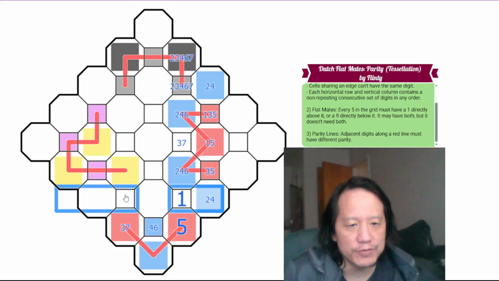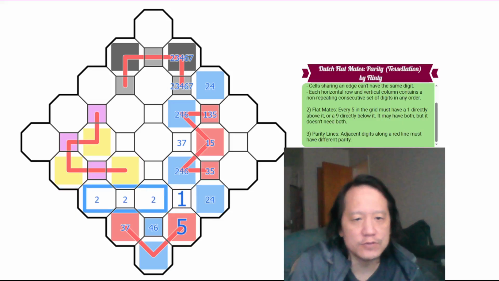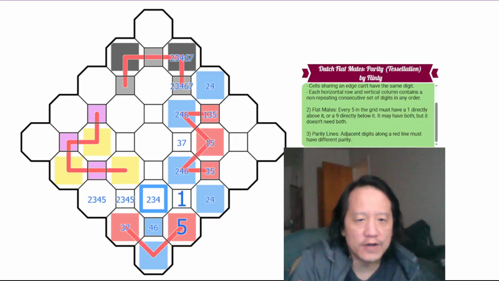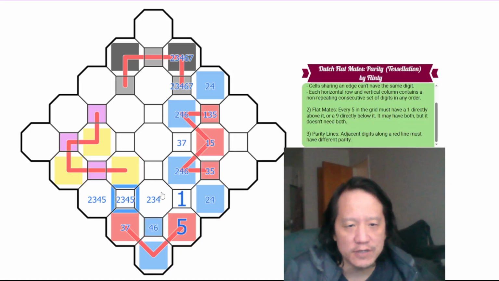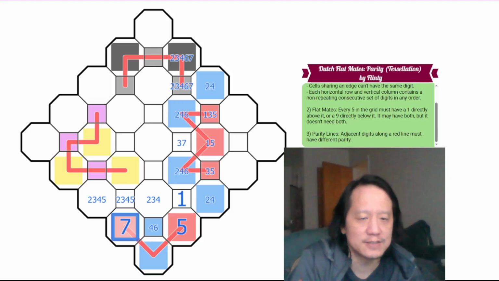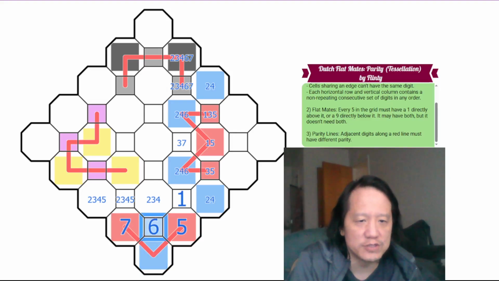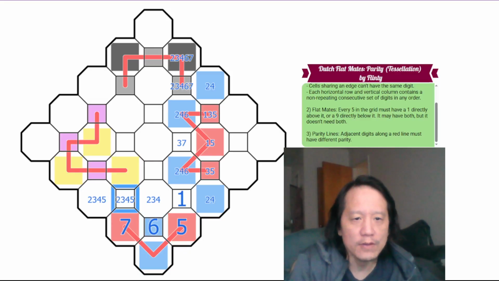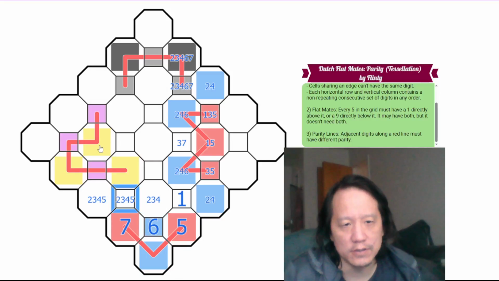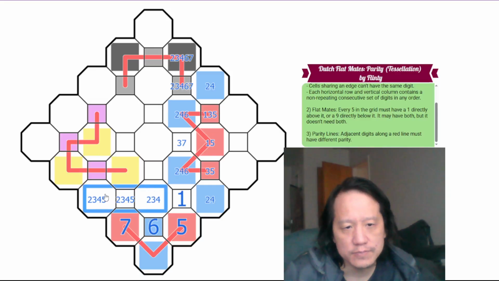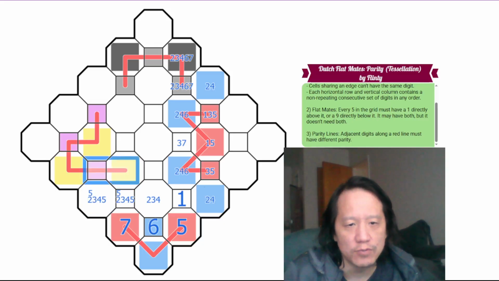This has to be 1 through 5 here. 2, 3, 4, 5. 5 cannot be here. One of these is guaranteed to be 3, so since one of these is guaranteed to be 3, this can't be 3. That's 7, which forces this to be 6. So 5 is one of these two. 5 cannot have a 9 below it, so one of these is 1.